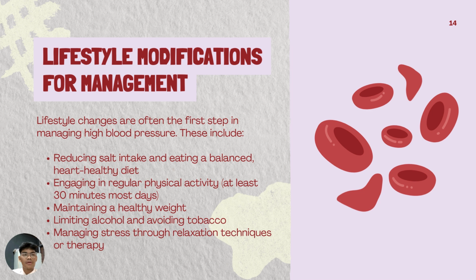And finally, onto our last slide, lifestyle modifications for management. Lifestyle changes are often the first step in managing high blood pressure. These include reducing salt intake and eating a balanced healthy diet, engaging in regular physical activity for at least 30 minutes most days, maintaining a healthy weight, limiting alcohol and avoiding tobacco, and managing stress through relaxation techniques or therapy.